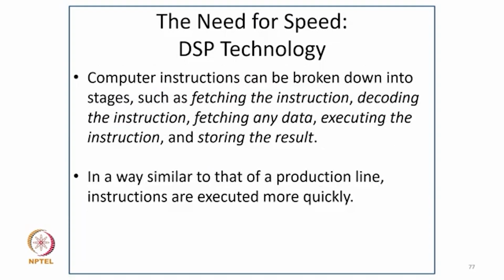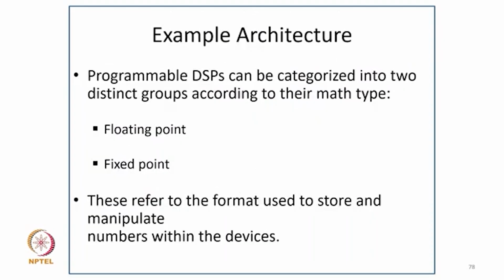So computer instructions can be broken down into stages, such as fetching the instruction, decoding the instruction, fetching any data, executing the instruction, and storing the result. In a way similar to a production line, instructions are executed more quickly.